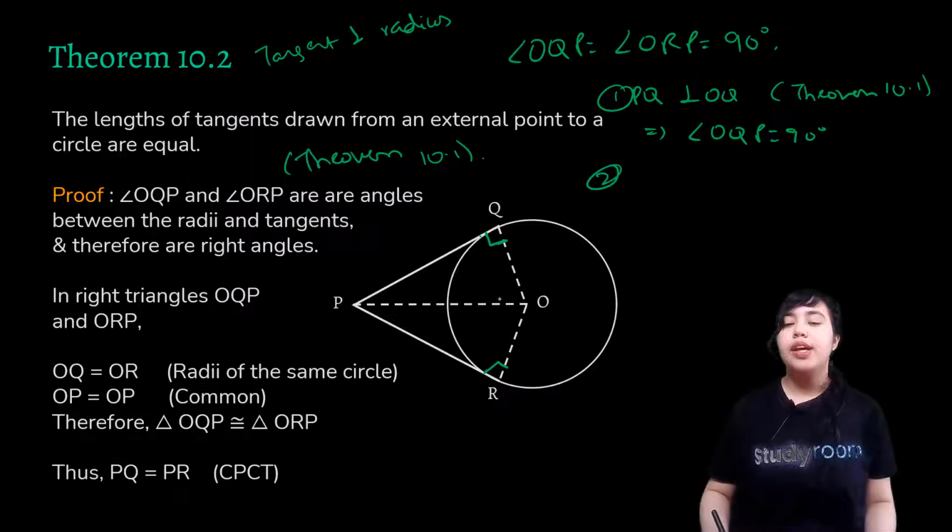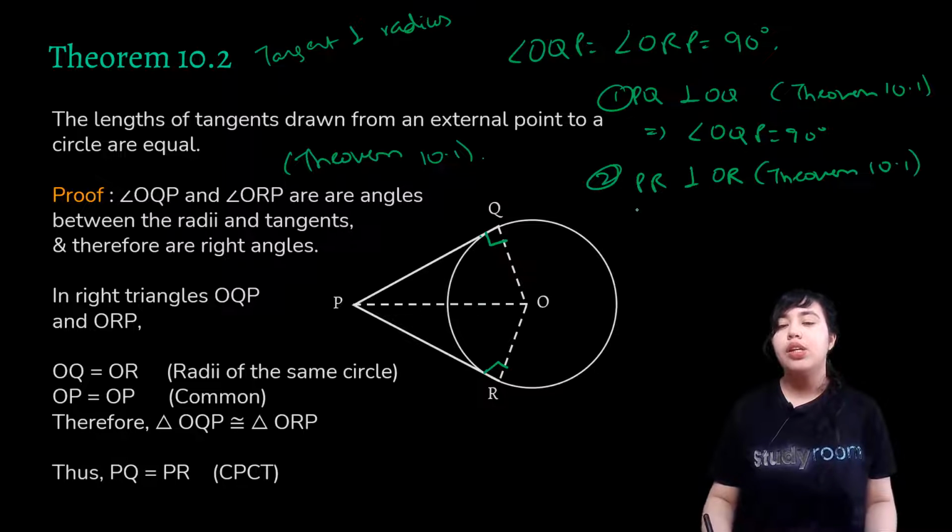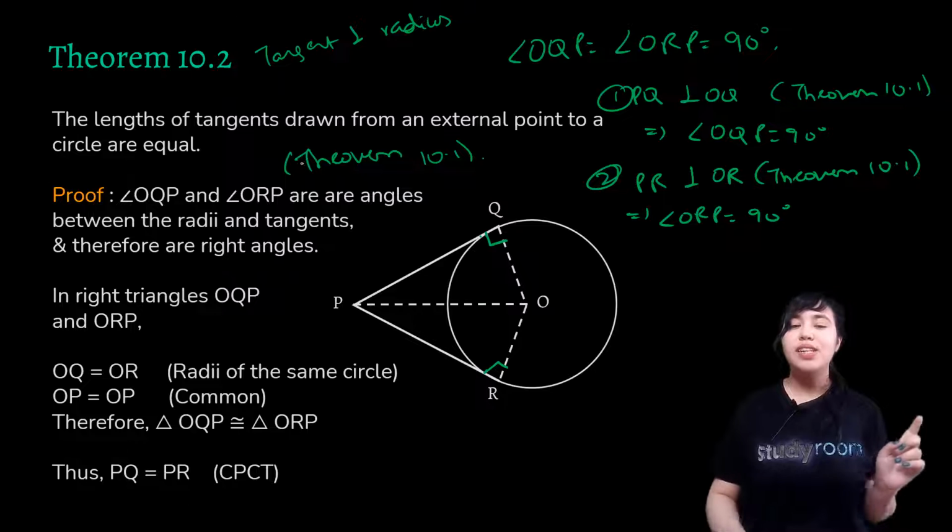Number 2, you see that PR is a tangent, OR is also a radius. How is it a radius? Because it's joining the center and a point on the circle. So this PR is perpendicular to radius OR by theorem 10.1 again. So perpendicular means what? That this angle ORP is equal to 90 degrees. So I hope you get it, how we are getting these angles as 90 degrees.